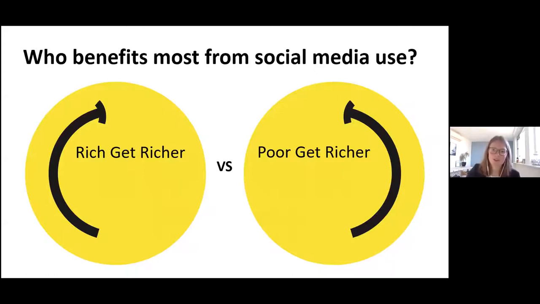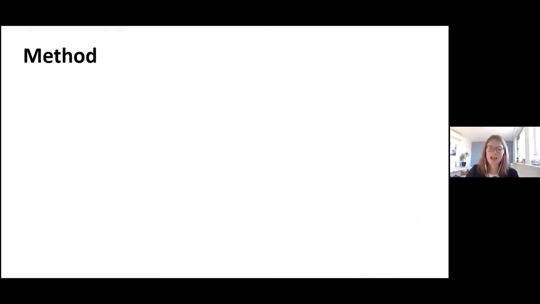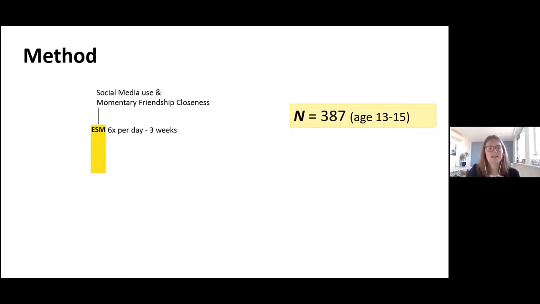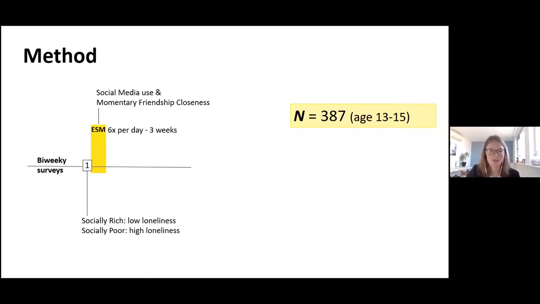In the N=1 approach that we use in this study, we paid special attention to short-term versus longer-term effects. And let me show how our design looked. First, we examined how social media use was related to adolescents' momentary friendship closeness in their daily lives. And we did that for each individual adolescent.